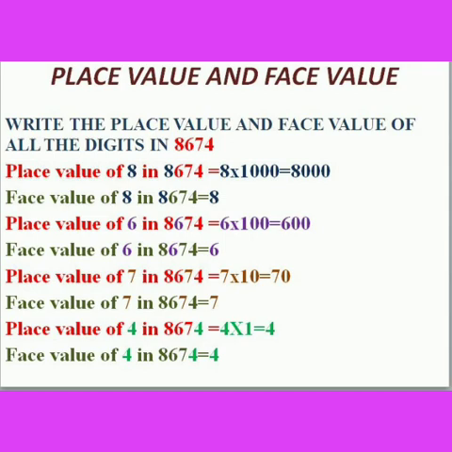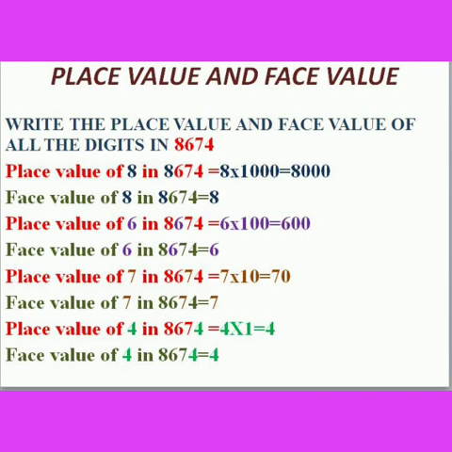8674 is 8. Next, the place value of 6 in 8674 is 600. Next, the face value of 6 in 8674 is 6. Next, the place value of 7 in 8674 is 70. Next, the face value of 7 in 8674 is 7. Next comes the place value of 4 in 8674 is 4. And the face value of 4 in 8674 is 4. Have you understood?